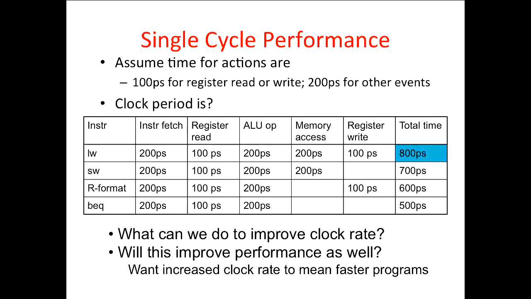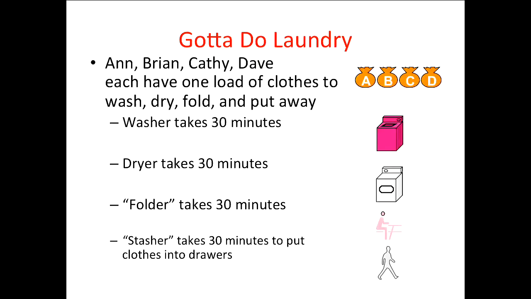Now, the key to realizing how to make things go faster, and this is one of the great ideas in architecture, is pipelining. And that is that when you break a task down into stages, sometimes you can overlap the stages of different tasks. So the example we're going to use to illustrate this is laundry.